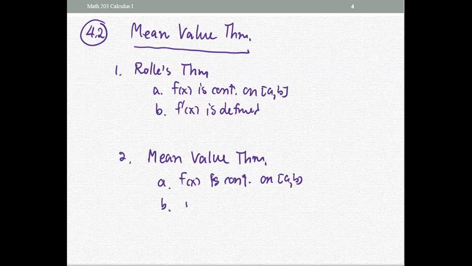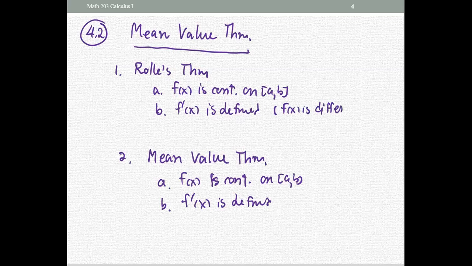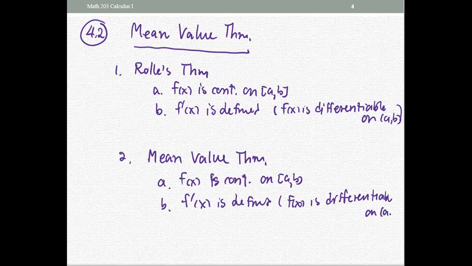f prime is defined. The other way we can say it is that f of x is differentiable. That means you can find the derivative on an open interval, not the closed interval, because we don't count the two endpoints. Same thing. So f(x) is differentiable on an open interval. Same two conditions.